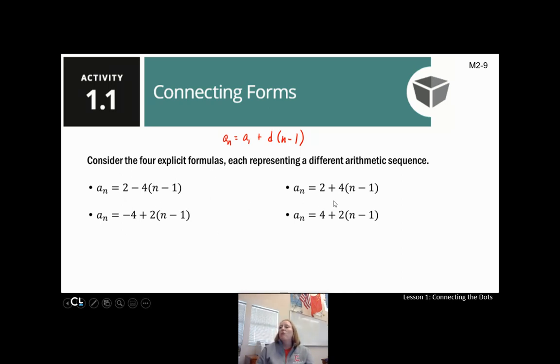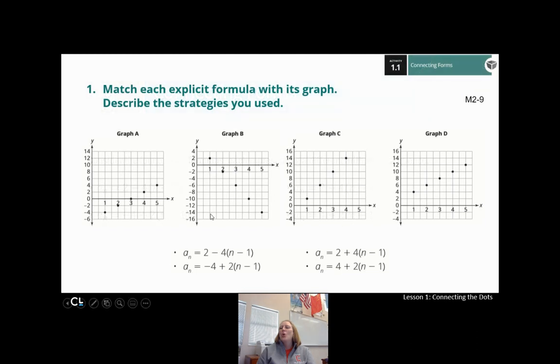So you can see I have 4 different explicit formulas here. So your first term, your common difference, your first term, your common difference, and so on. You get the idea. You can see what's happening here. So here's what I've done. On page M2-9, along with these 4 explicit formulas, you have 4 graphs A, B, C, and D.